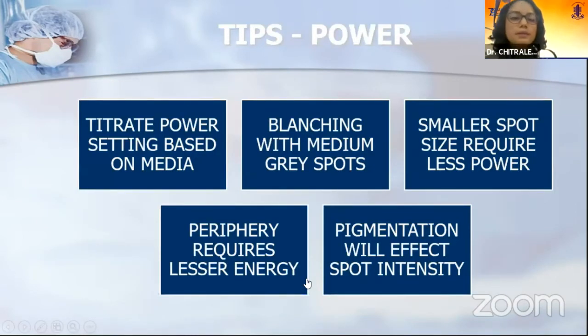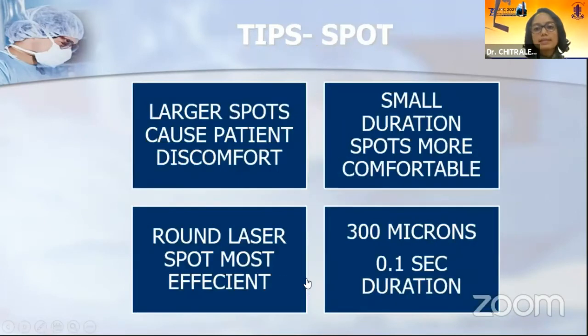When it comes to PRP laser, there are certain tips and pearls which we should keep in mind. The power needs to be titrated based on the clarity of the media. We should aim for blanching with medium gray spots. A smaller spot size requires lesser power. The pen requires lesser energy. Pigmentation also requires lesser energy.